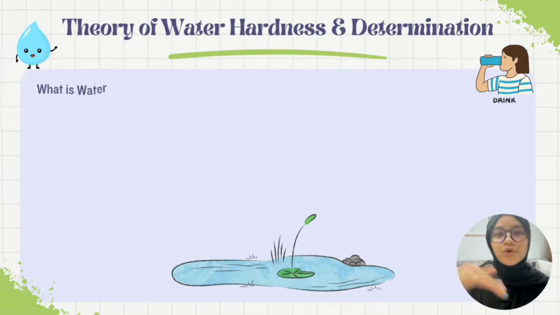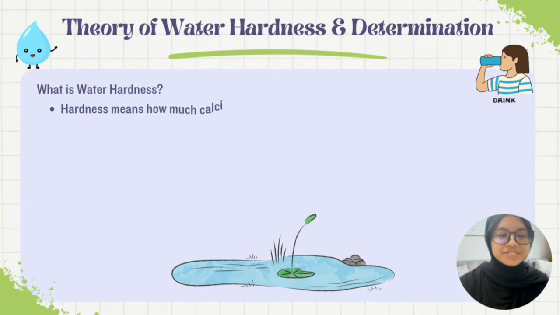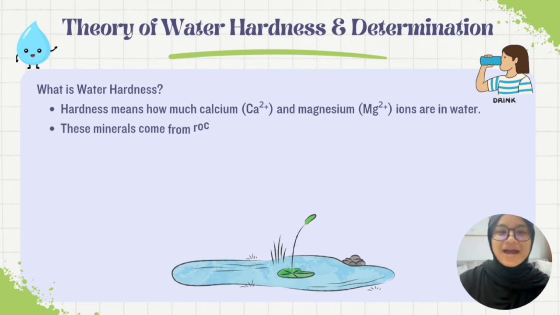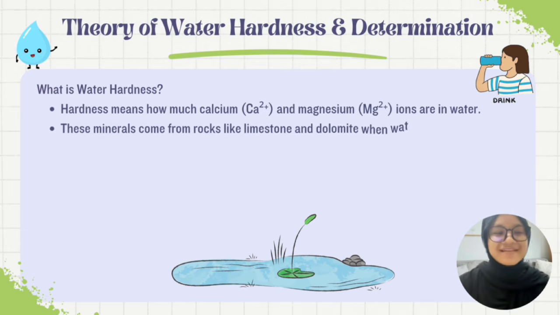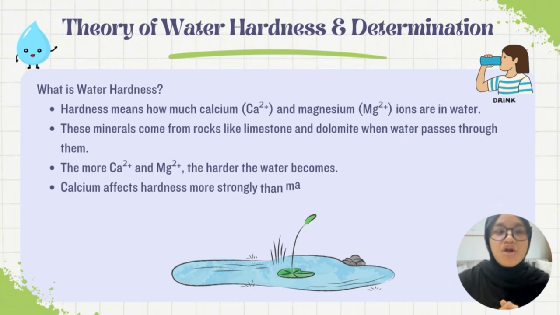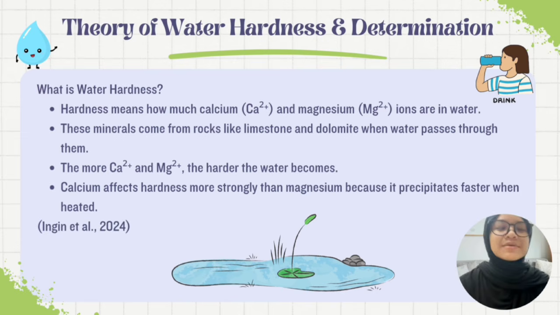Imagine water flowing through limestone or dolomite rocks. As it travels, it picks up tiny minerals, which are calcium and magnesium ions. The more of these ions it collects, the harder the water becomes. In fact, scientists like Indian and colleagues describe hardness simply as the sum of calcium and magnesium in water. And between the two, calcium usually plays the bigger role because it precipitates more quickly when heated.